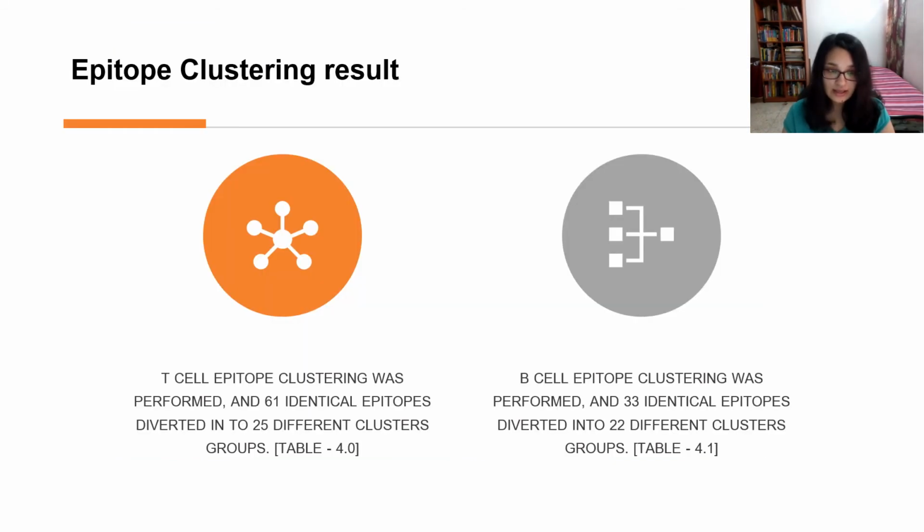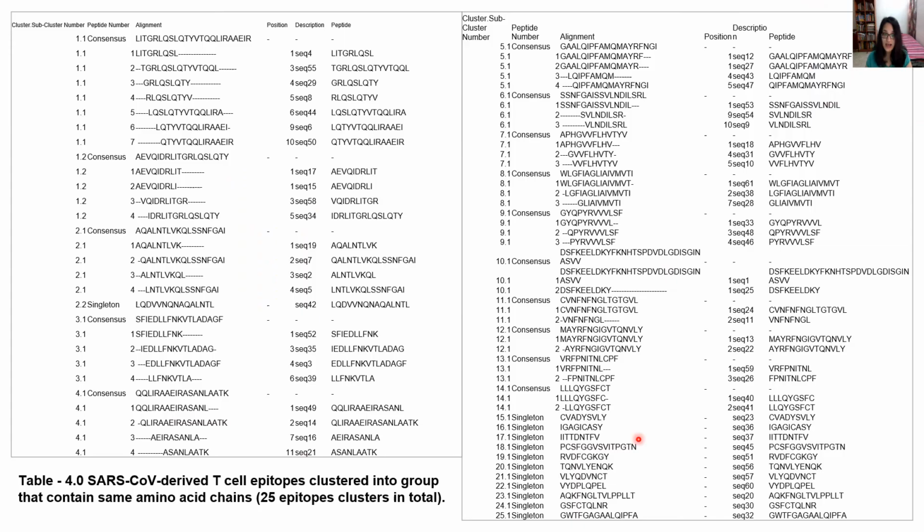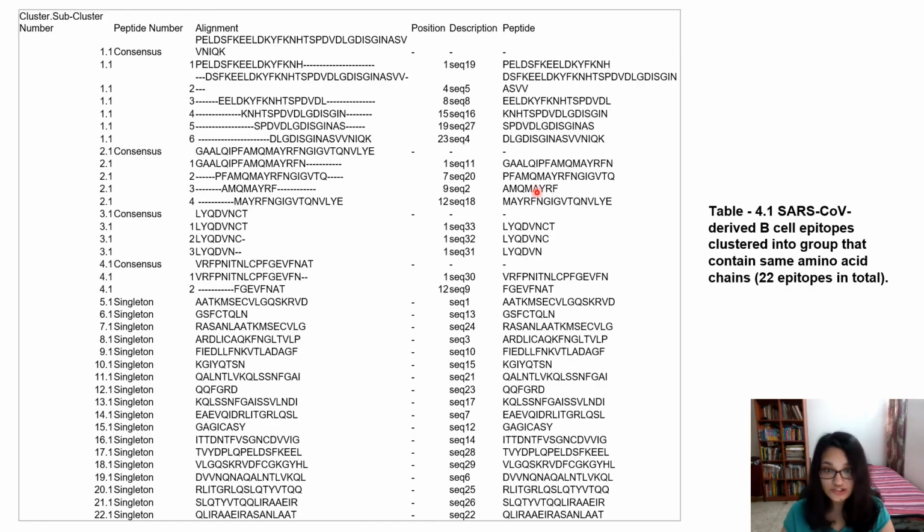And next, we have the epitope clustering result. When we performed the T cell epitope clustering, the 61 epitopes that we obtained earlier got diverted into 25 different cluster groups. And when B cell epitope clustering was performed, the 33 identical epitopes earlier were diverted into 22 different cluster groups. We can see this result in the table here. This table shows the T cell epitopes, and this shows the cluster of the B cell epitopes.